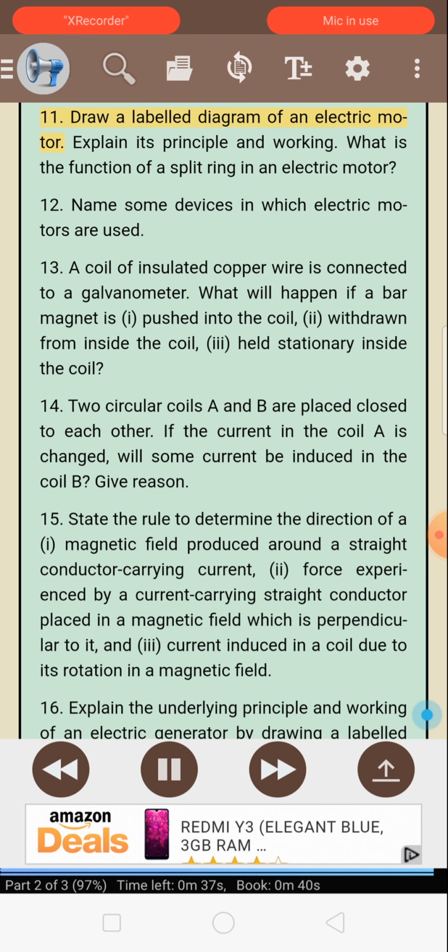11. Draw a labeled diagram of an electric motor. Explain its principle and working. What is the function of a split ring in an electric motor? 12. Name some devices in which electric motors are used.